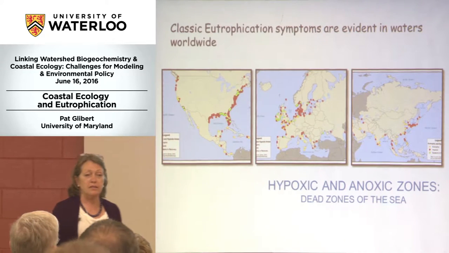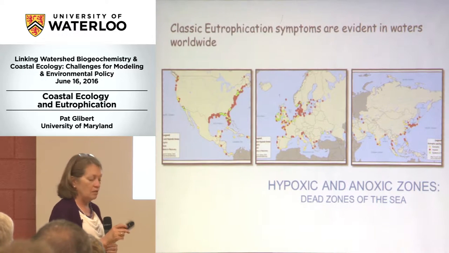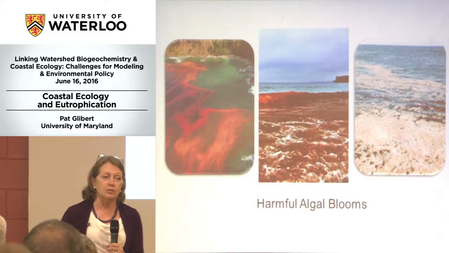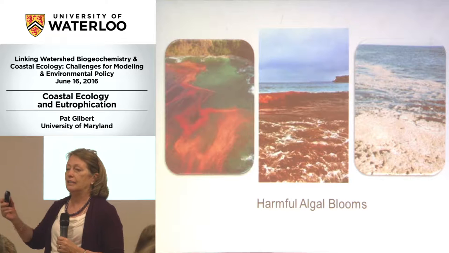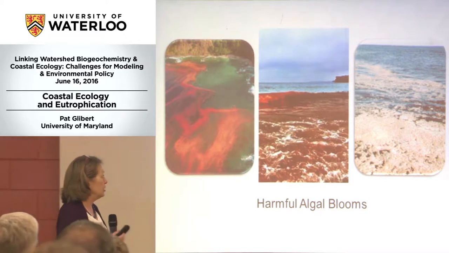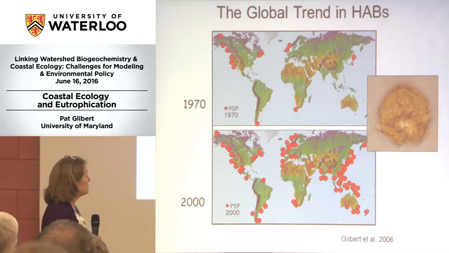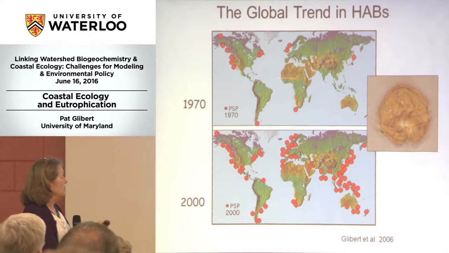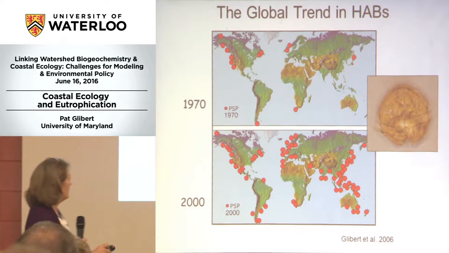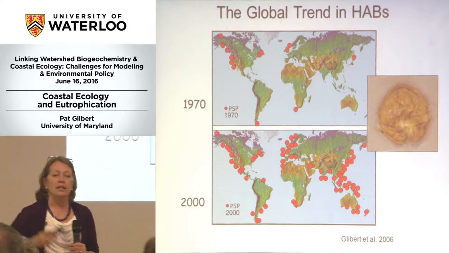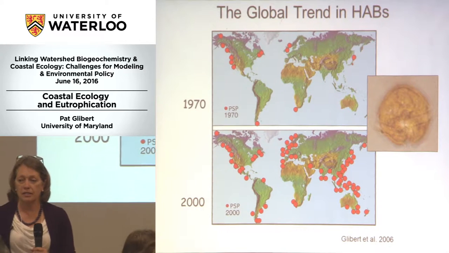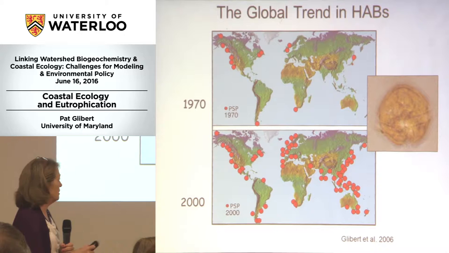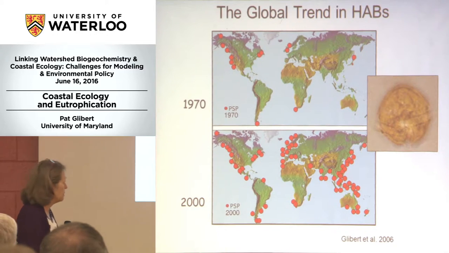We know that the consequence of eutrophication is hypoxic zones around the world. We'll be hearing more about that. We know another consequence is harmful algal blooms, which are increasing in frequency and occurrence and duration and geographic extent around the world. We see a global trend in harmful algae, whereas in the 1970s, not so many documented cases. Many places in the world now have many more occurrences of harmful algal blooms, and this is not just due to increased monitoring recognition. This is, in fact, a real documented increase.